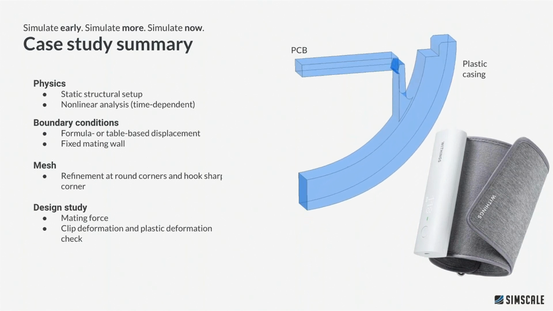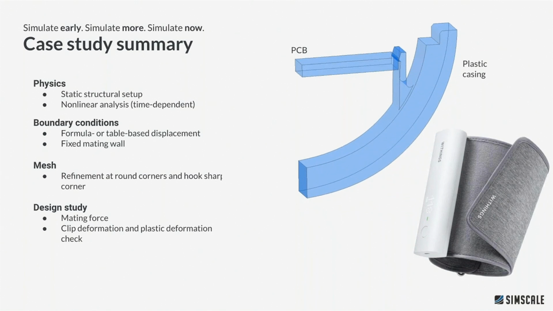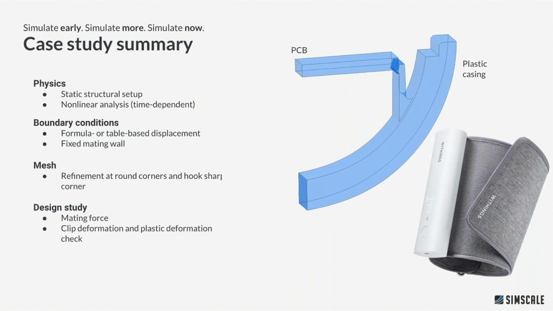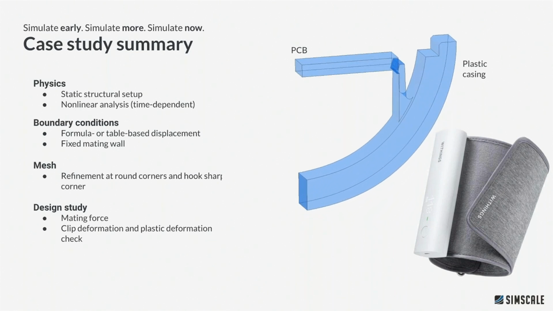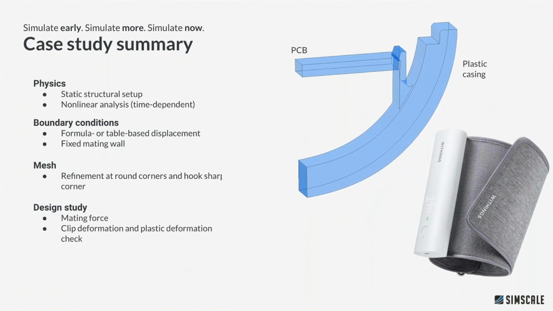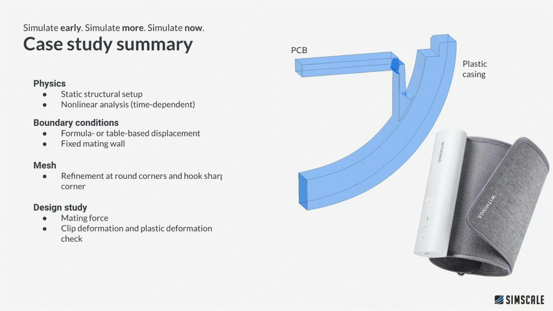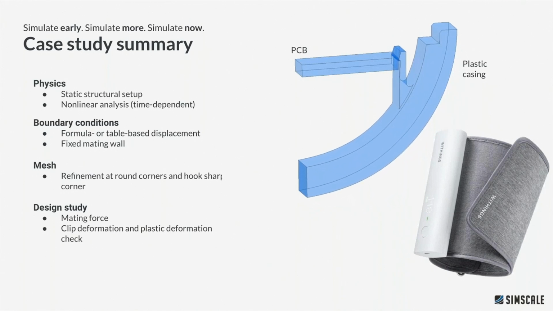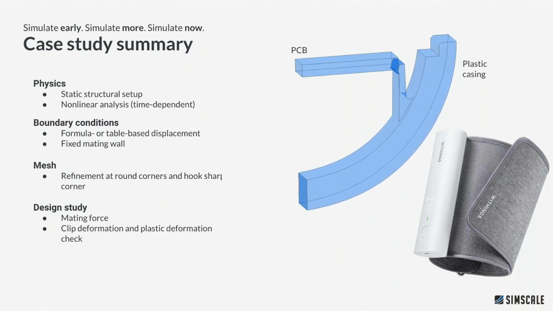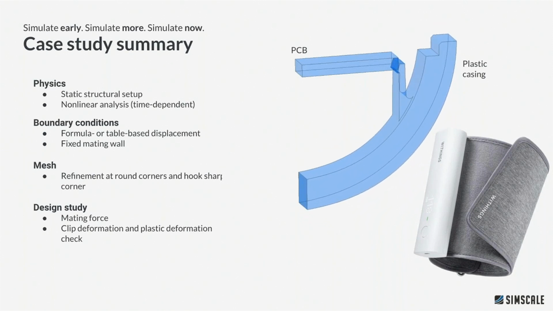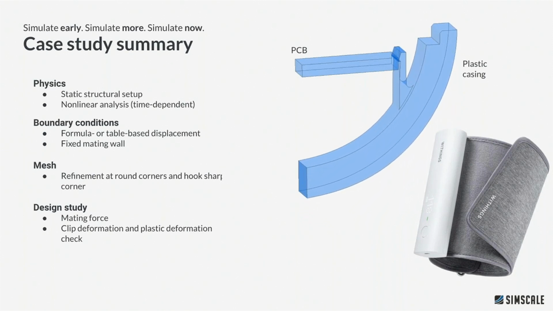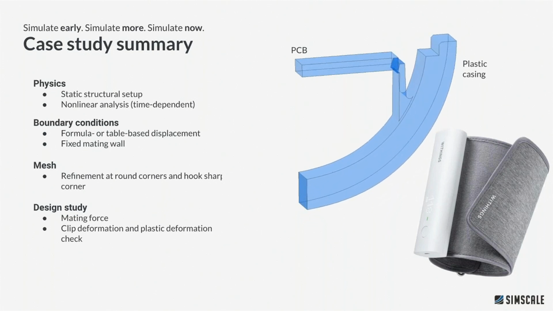So a plastic part must be assembled to a PCB, an electronic board. And this is a white casing. This is the shell that we have here. And this is a static structural simulation, but it has a nonlinear setup, as the stress distribution is going to vary with time as the two parts are gradually assembled together. So as the plastic casing moves up, the PCB is going to have different stress distribution with time.